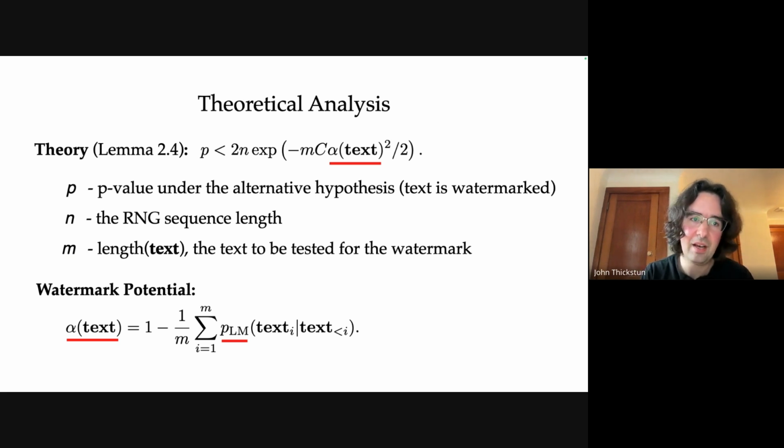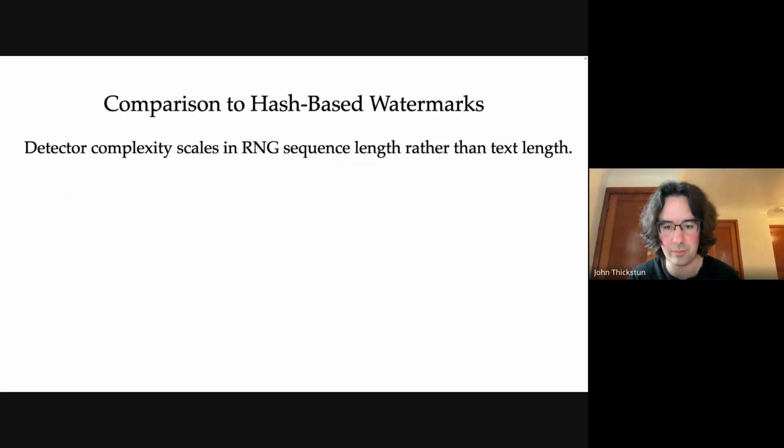So that's pretty cool. Now that we've seen some empirical and theoretical results that help us understand the behavior of this watermark, let's revisit these hash-based watermarks, which are more common in the community. As I mentioned earlier, one clear downside of our watermarking protocol is that the computational complexity of the detector scales in the length of the RNG sequence rather than the text length. And we're going to want to make this RNG sequence very long to get the distortion-free guarantee, even for a system that's under heavy usage.